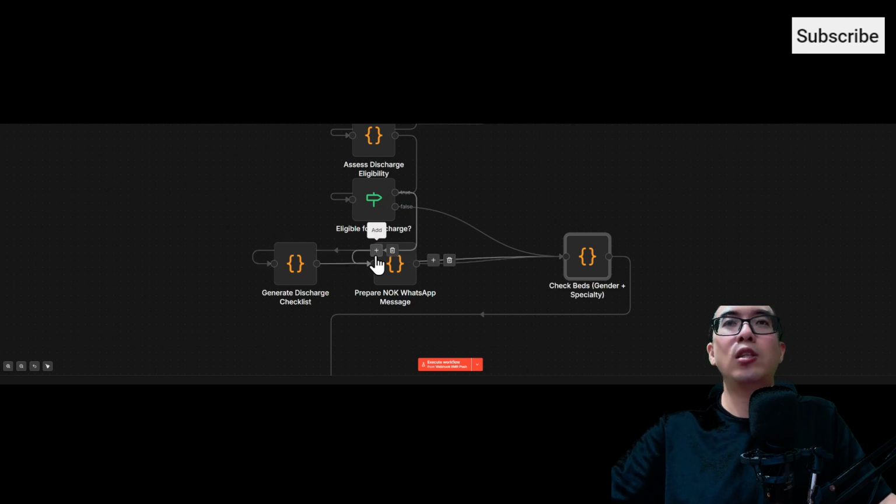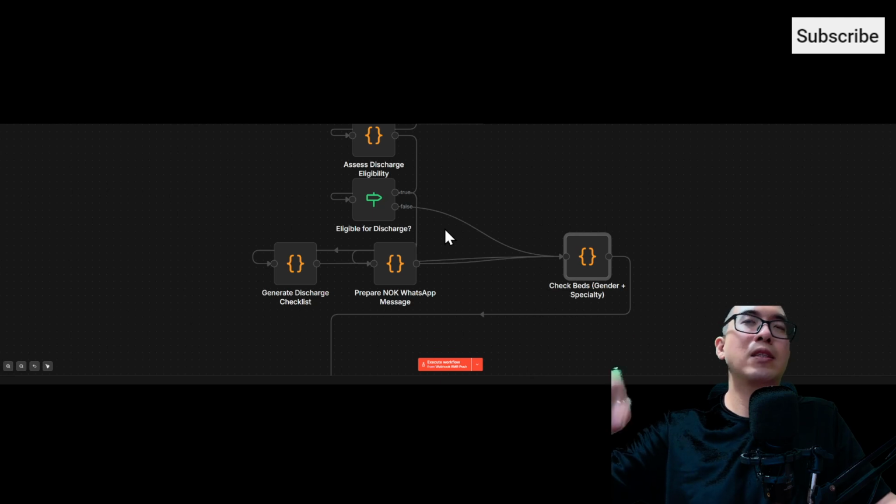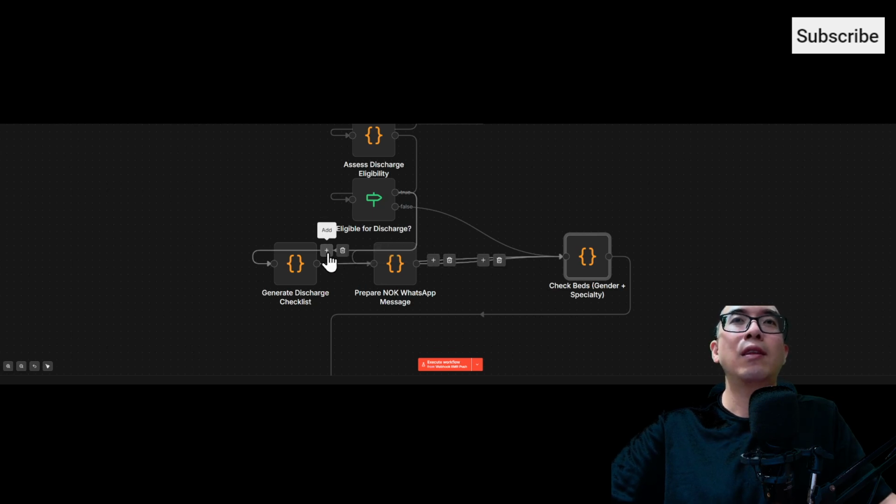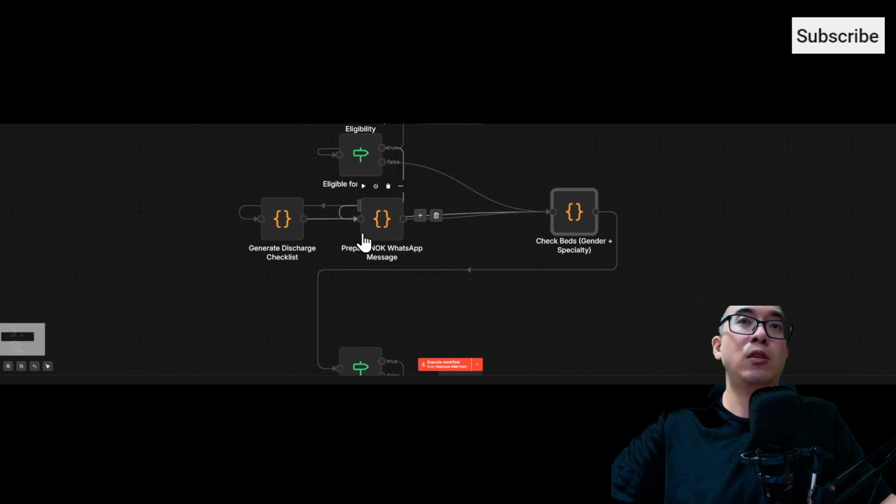We notify patients once they are eligible. This part needs a little gatekeeping to make sure that the clinician or the care team certifies that the patient is eligible for discharge. It is not AI that decides. The care team needs to decide, and the AI will only help generate the discharge checklist. Then we slowly start to prepare the NOK message. Not fire it out, but prepare it.